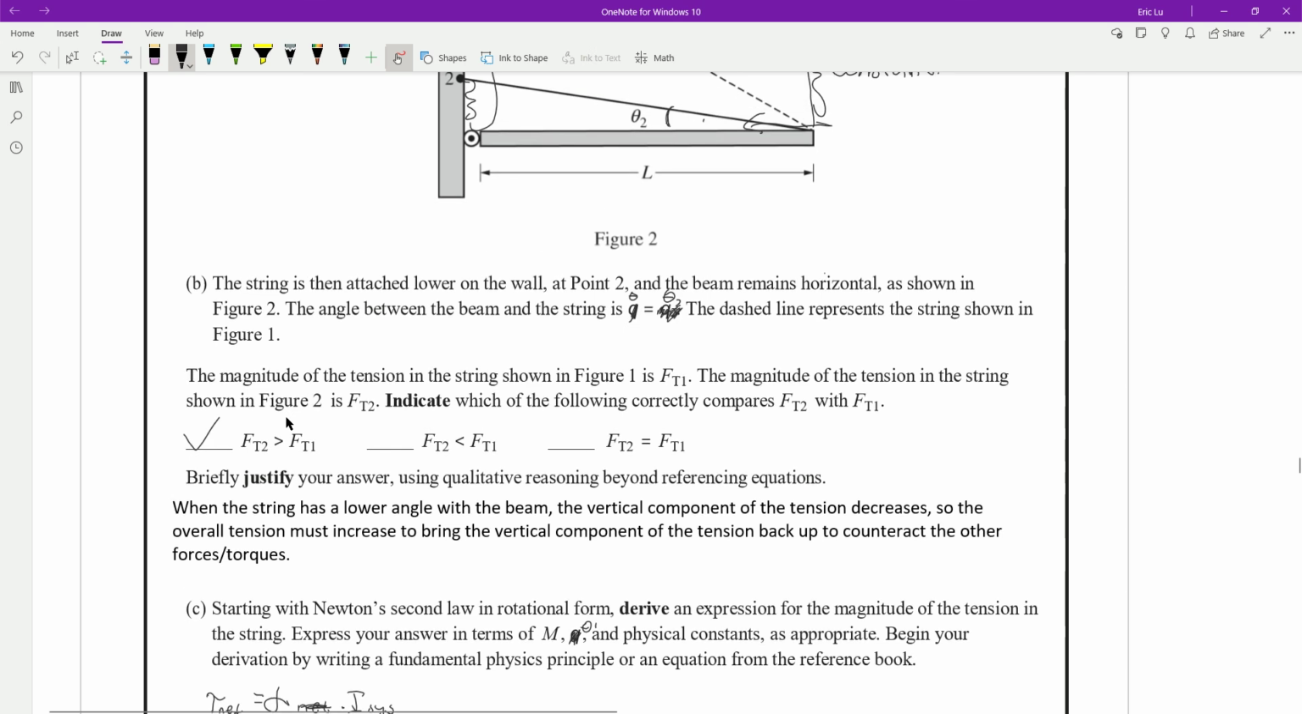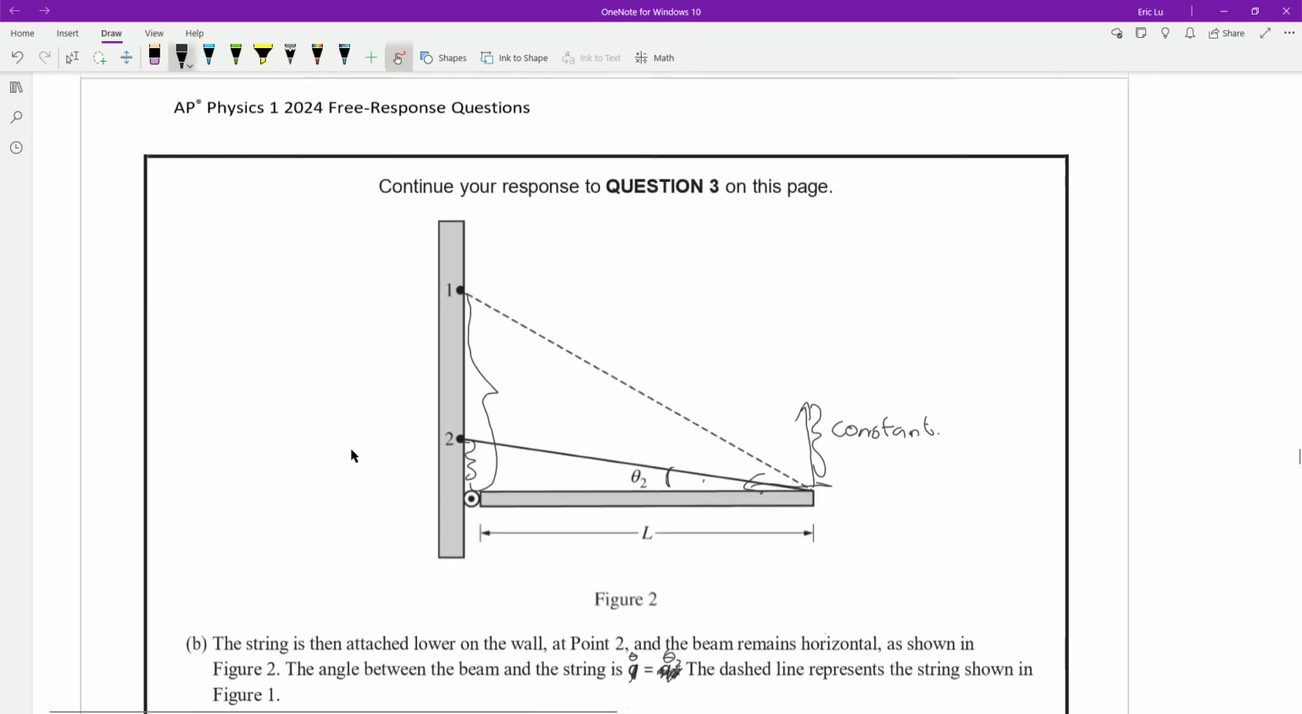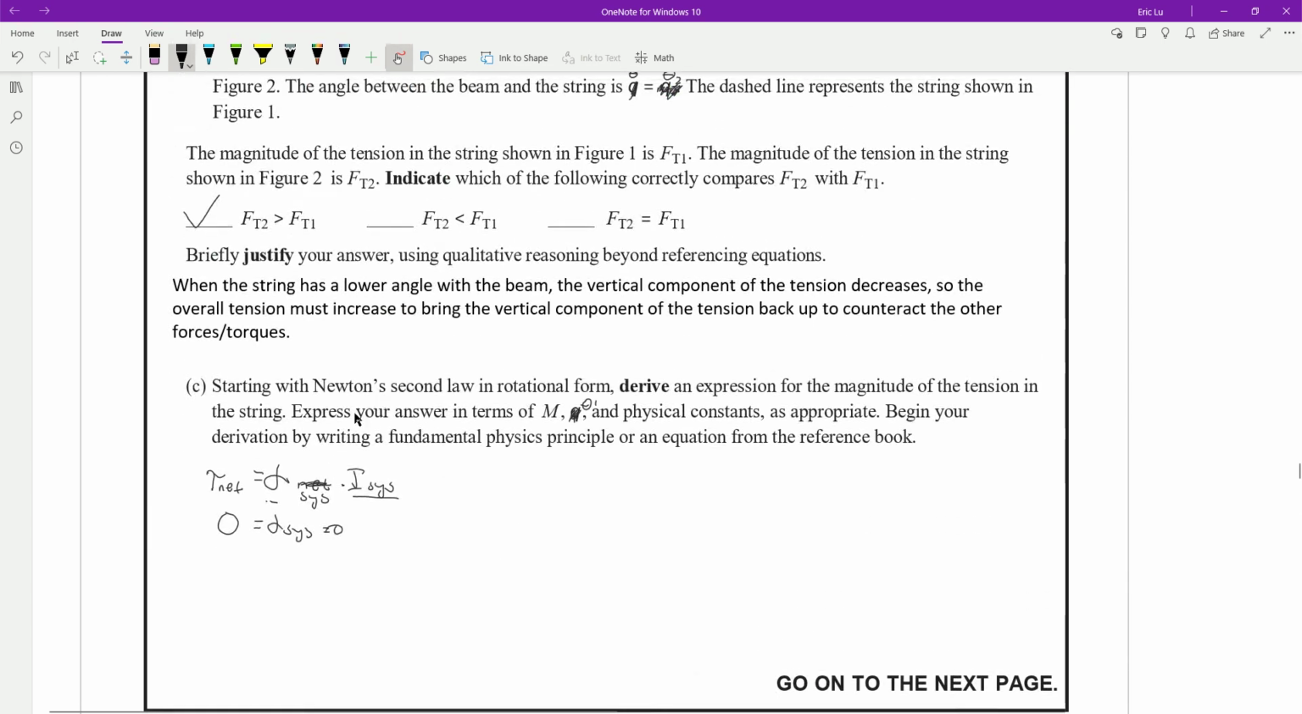Now, we need to derive an expression for the magnitude of the tension. Since we know that the acceleration of the system, or the net torque, is equal to zero, that means we can derive an expression for the net torque and set it to zero. And that contains the tension force.